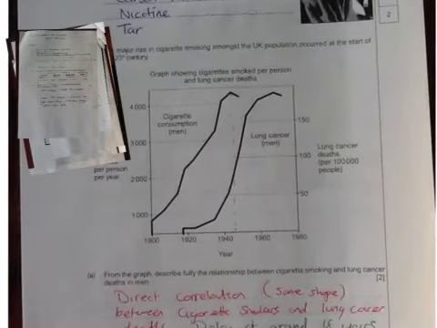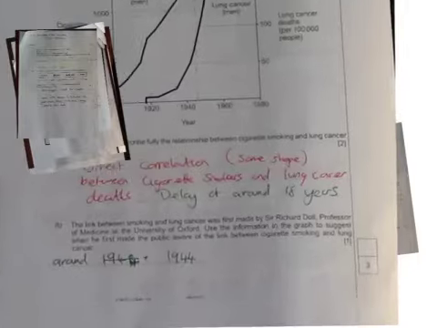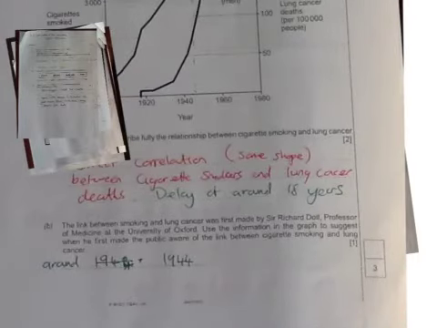Well, I've said, if you look here, it starts to dip, and it starts to dip here. So I've said around about 1944 or 42, I don't know. The scales are, 1950 is around there. It could be 1945. I'm sure the mark scheme will allow some tolerance there.